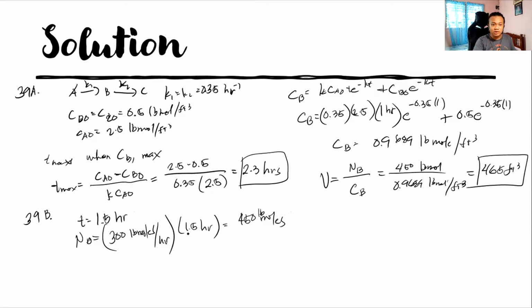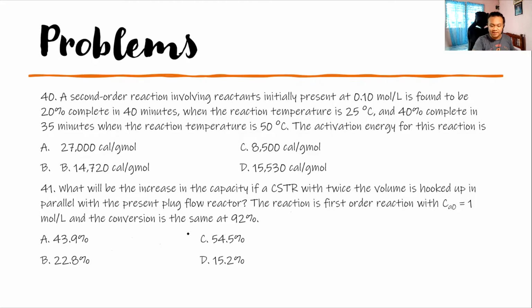Now let's move on to number 40. So second order reaction involving reactants. So this one also, I had fun solving this. Initial concentration of 0.10 mole per liter is found to be 20% complete in 40 minutes when the reaction temperature is 25 degrees Celsius, and 40% complete in 35 minutes when the reaction temperature is 50 degrees Celsius. So the activation energy for this reaction, so EA na po ang ipangita sa ito, in calories per gram mole.